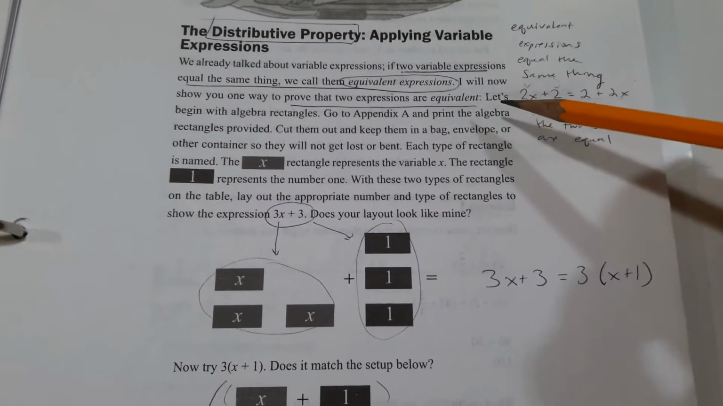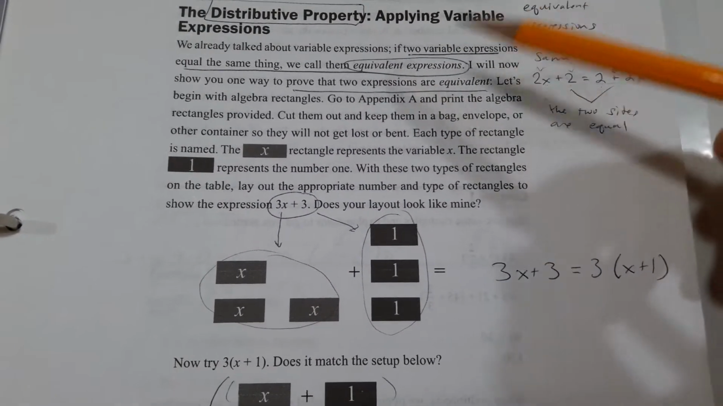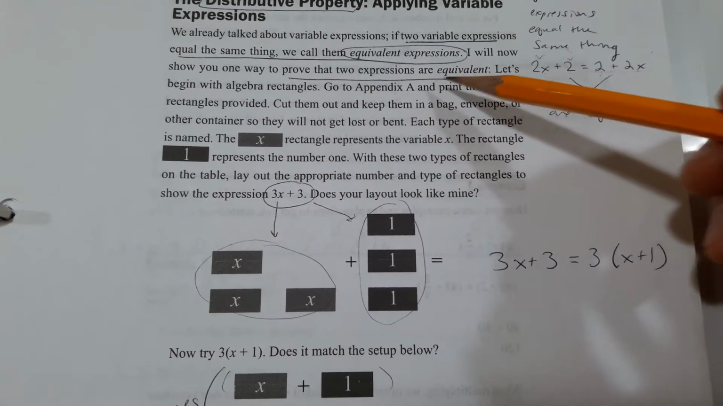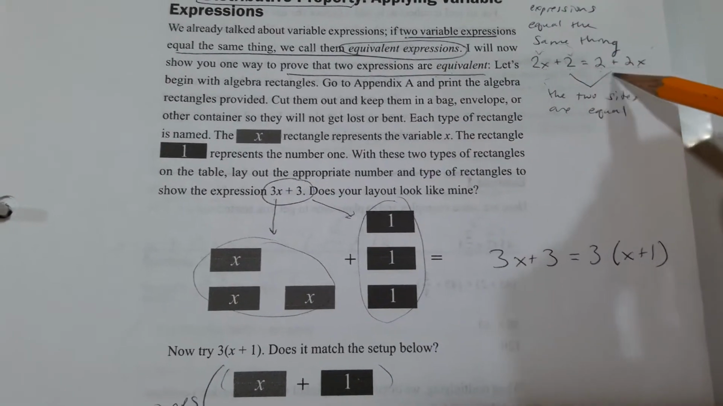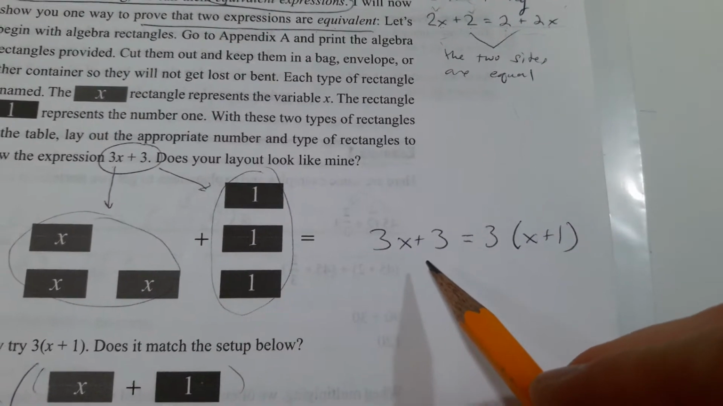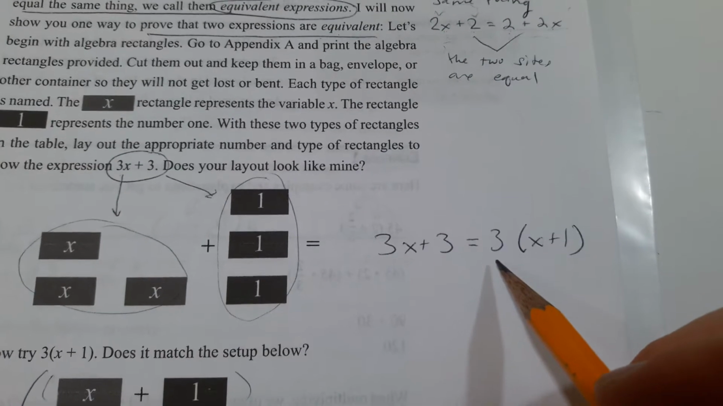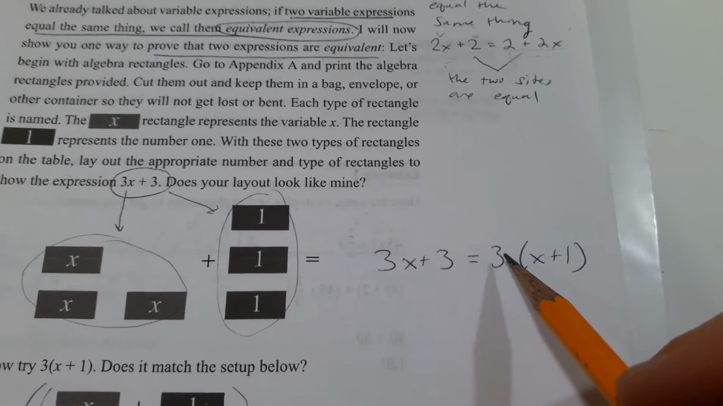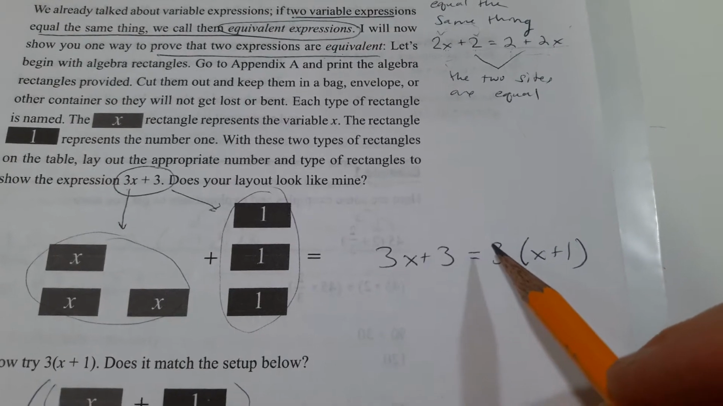The next section is showing you about proving that two expressions are equivalent. You have to prove that what's on one side of the equal sign is the same as the other side of the equal sign. They give you one example of 3x plus 3 equals 3 times x plus 1, and they want you to show that they're equivalent, or that they equal the same thing.